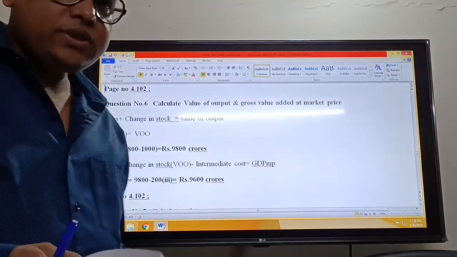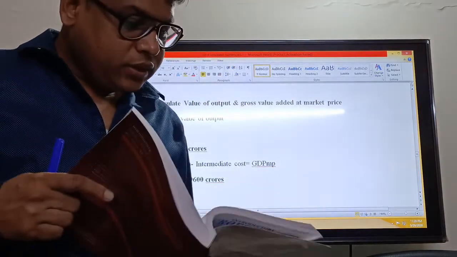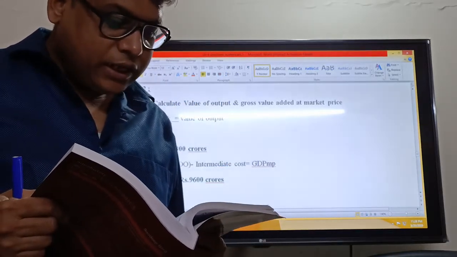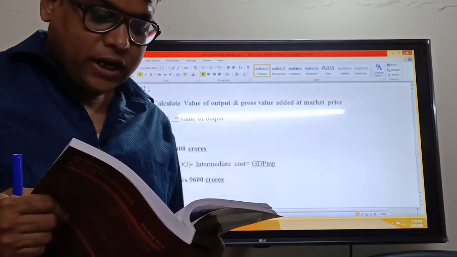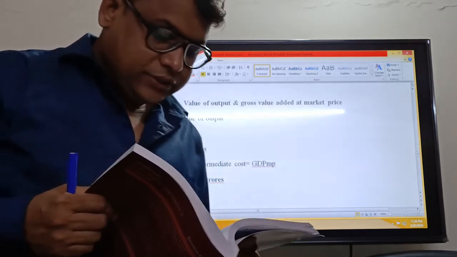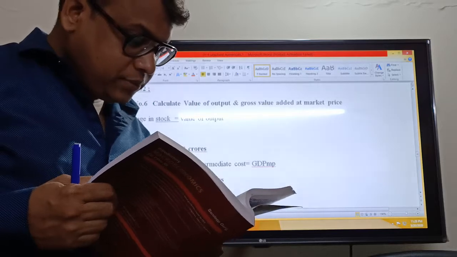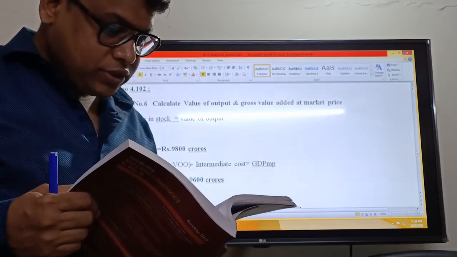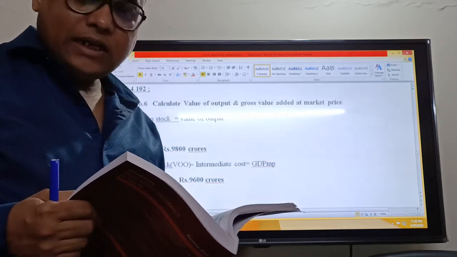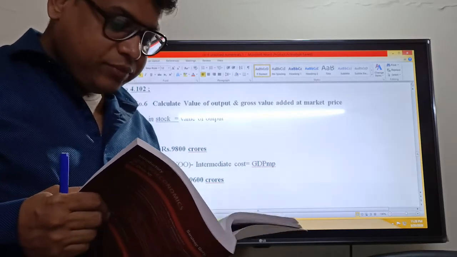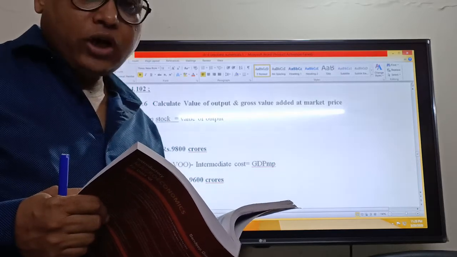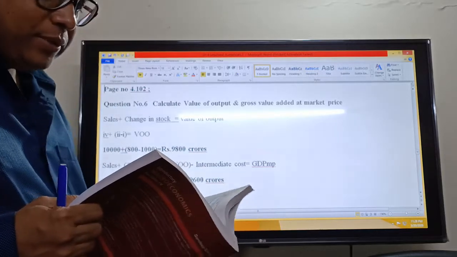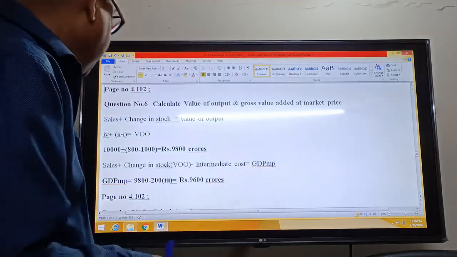See, question number 6. In the previous video, we have done till 5. This is the question number 6. Calculate value of output and gross value added at MP. Let's see the item numbers and items. Opening stock, closing stock, purchase of raw material, sales, indirect taxes and subsidies. These are given. We'll have to find out value of output and gross value added at market price. GVAMP means GDPMP. Let's start.